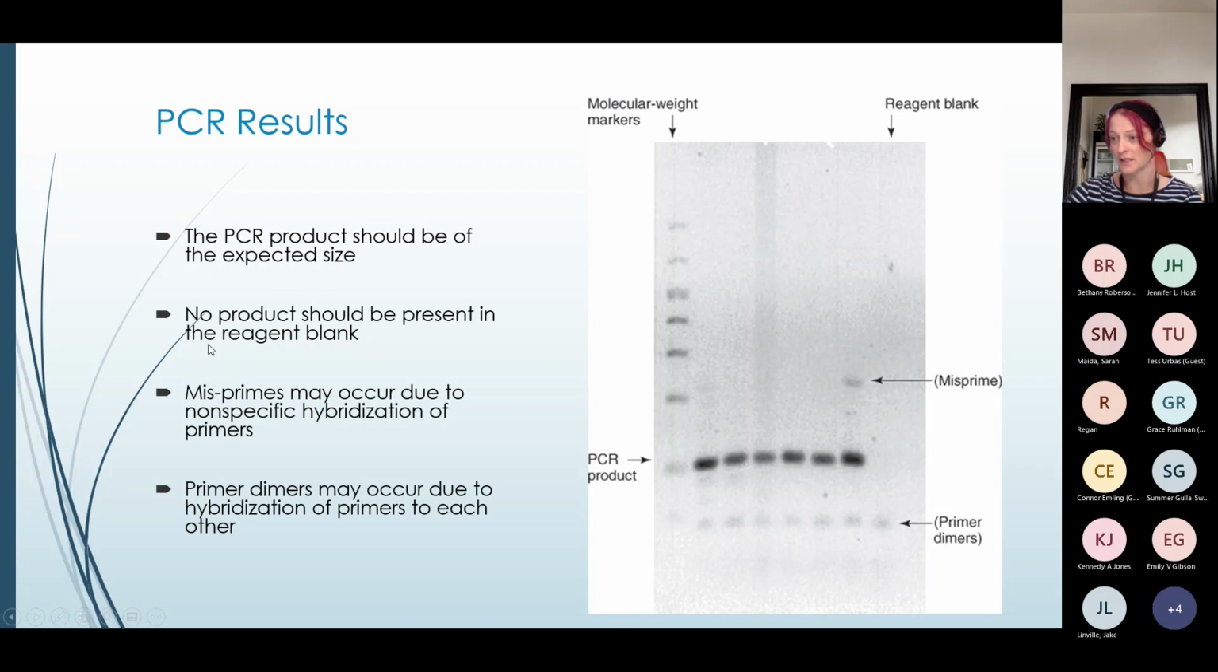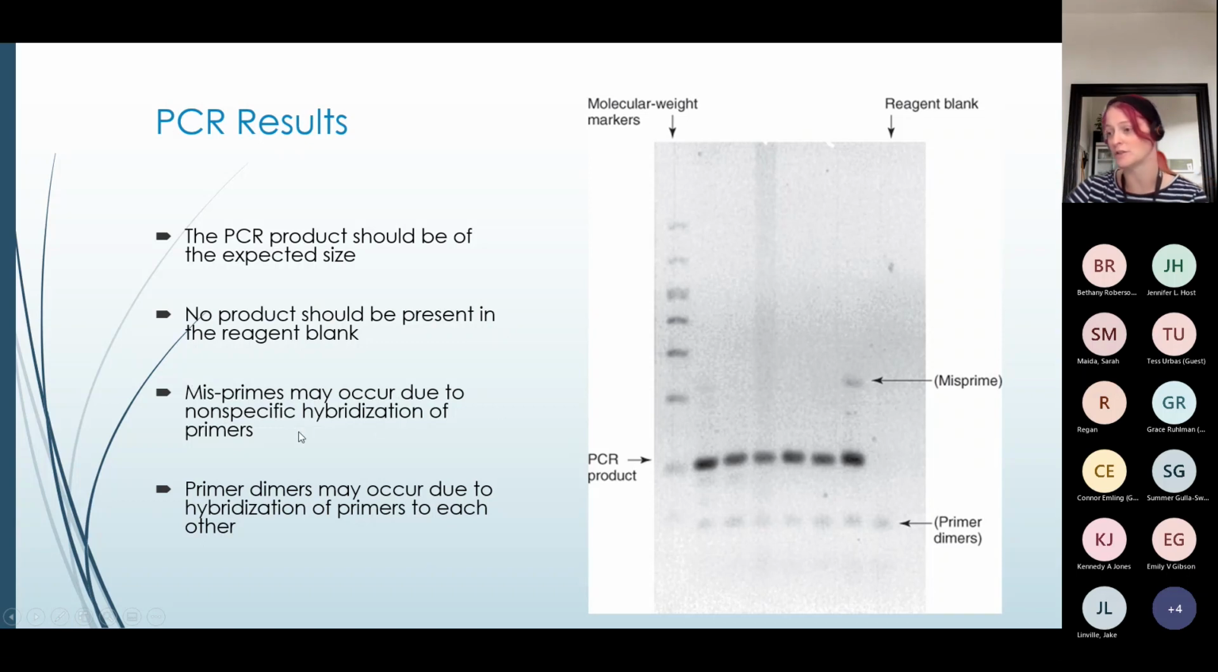No product should be present in the reagent blank. This is your reagent blank lane, right? Your primer dimers occur when your primers bond to themselves. Those will be really small though, and they will run really fast, so they will be at the end of your gel. So that's okay. But no product besides that should be in your reagent blank because nothing should be amplified. Your primers are still going to be in there, but they won't bond to anything to amplify. So you'll still see them though.